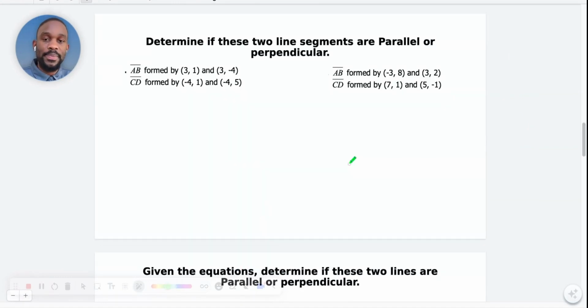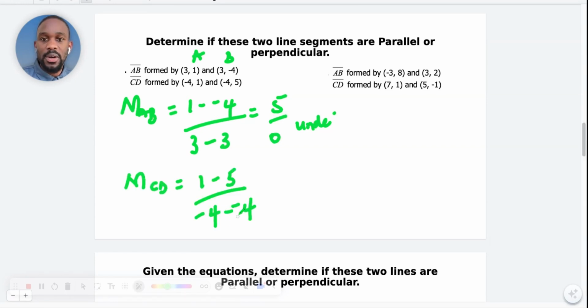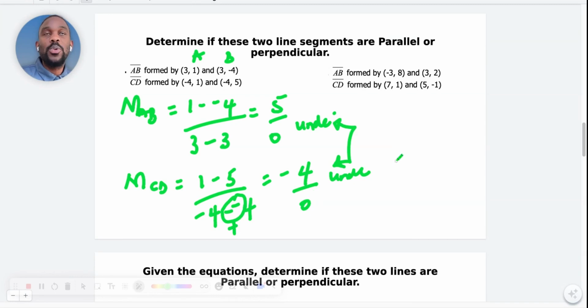So let's look at this example here. All right, the first thing I'm going to do is get the slope of line AB. The slope of line AB is change in y over change in x. So this gives me 5 out of 0. So this is undefined. What about the slope of line CD? This gives me -4 out of 0. So they are parallel, yeah? And which line has an undefined slope? They are like this, vertical lines.